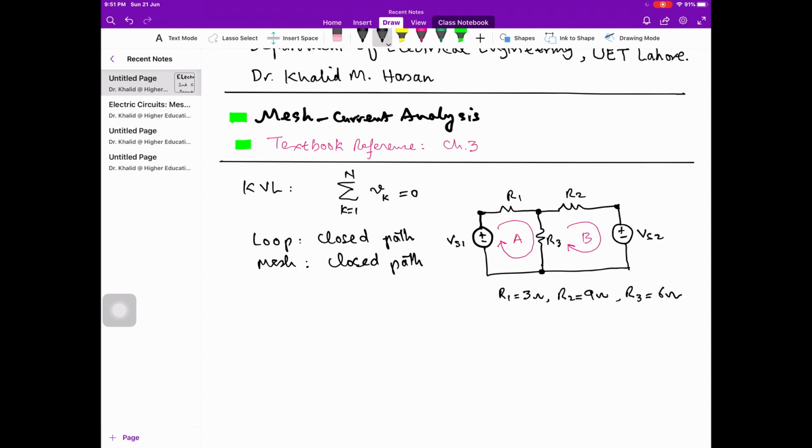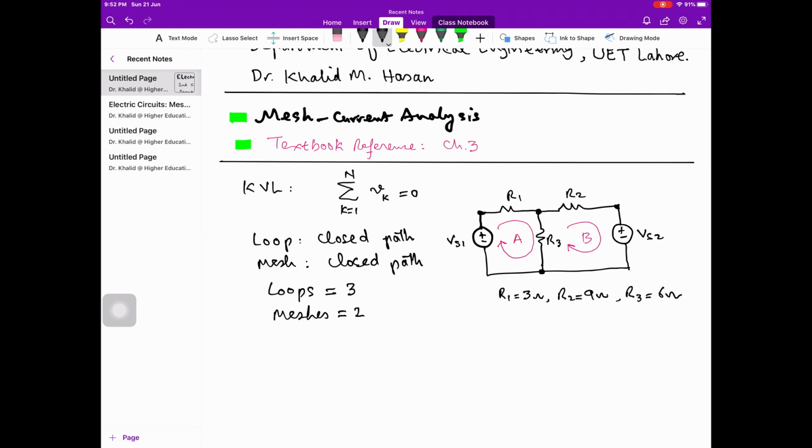Here we see that A and B both are meshes and loops as well. But the outer loop over here is a loop but not a mesh, because it consists of two loops inside, A and B. This way, in this circuit, the loops are loop A, loop B, and the outer loop. Number of loops equals 3, and number of meshes is 2.